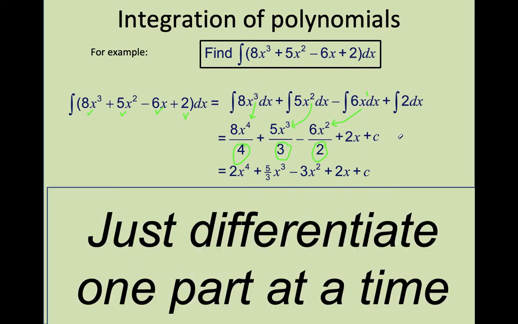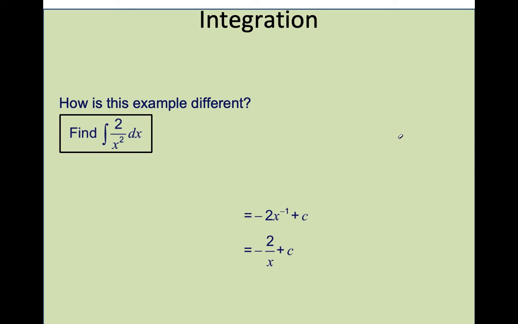So as I was explaining before, just integrate one part at a time. So how is this example different?